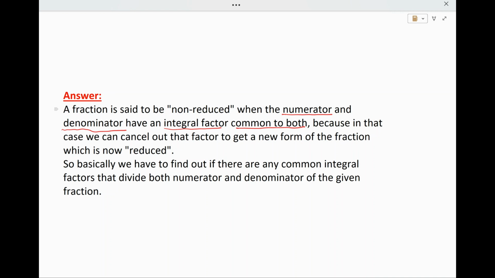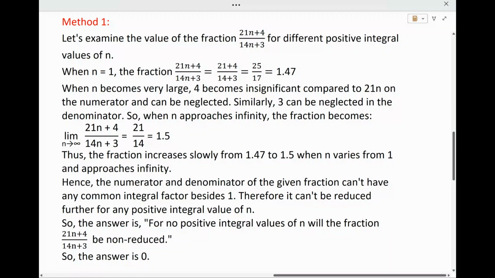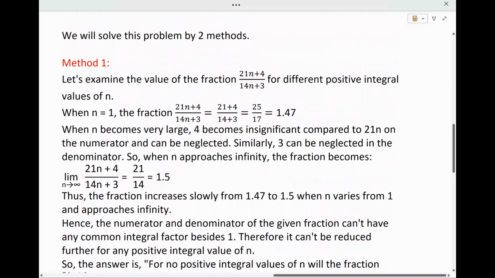in that case we can cancel out the factor to get a new form of the fraction, which is now called reduced. So basically we have to find out if there are any common integral factors that divide both numerator and denominator of the given fraction. We will solve this problem by two methods.